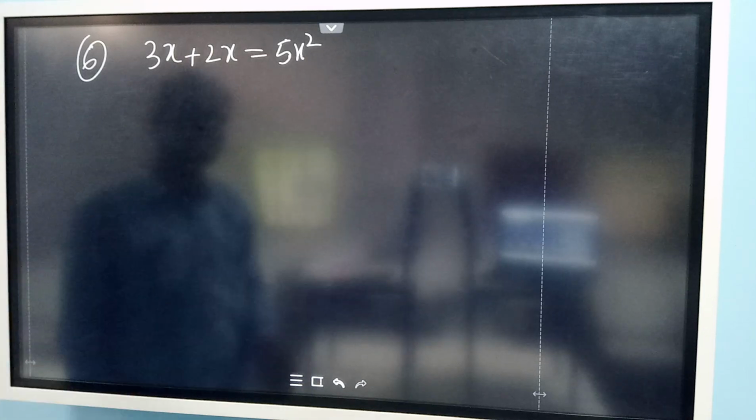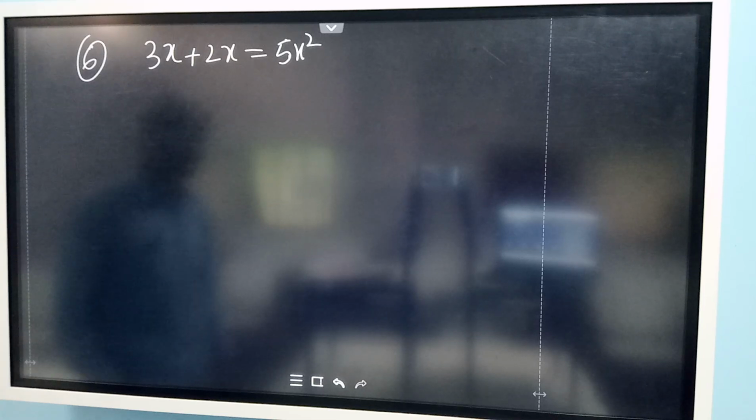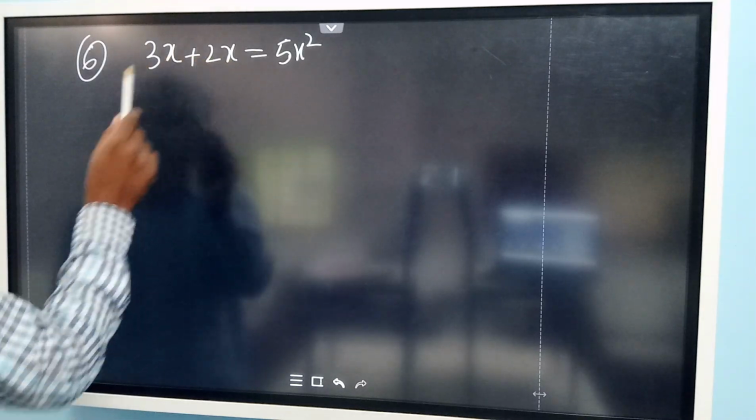Can you tell me what is the error in this? Sir, we should not multiply by x. This is wrong while adding this like term.